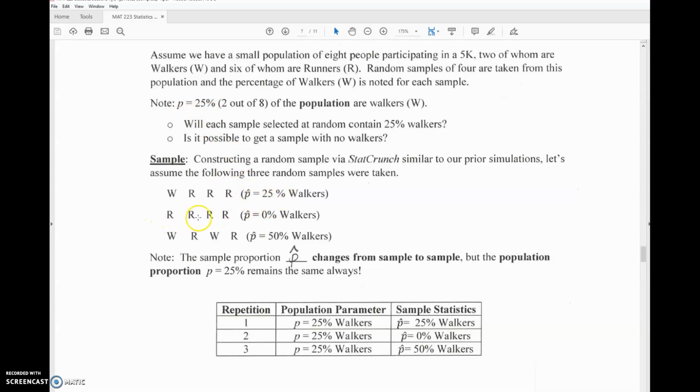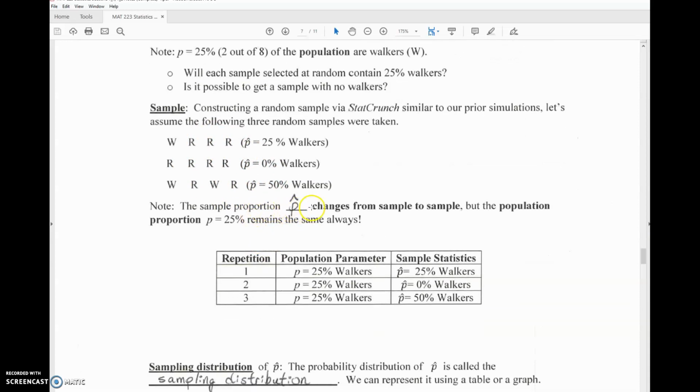In the next sample, I get 4 runners, so p hat was 0. I got no walkers, so 0% walkers. And in another sample, I got 2 walkers out of the 4 that I sampled, so p hat came to 50%. Notice I can't get anything else. I can get either no walkers, 1 walker, or 2 walkers in my sample of size 4. I could do a bunch of samples and I would always get those. The sample proportion p hat changes from sample to sample.